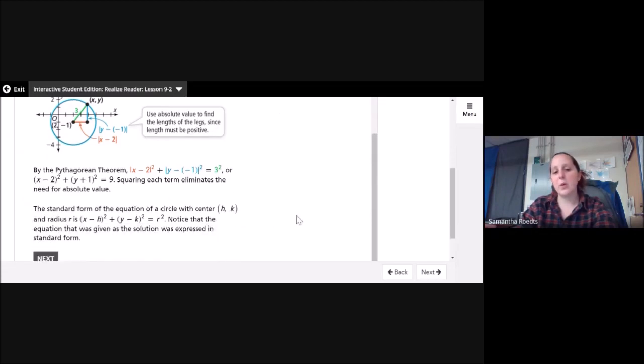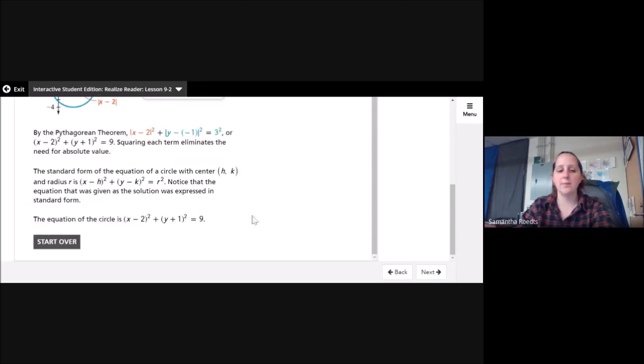The standard form of the equation of a circle with center (h, k) and radius r is (x minus h) squared plus (y minus k) squared equals r squared. Notice that the equation that was given as the solution was expressed in standard form. The equation of the circle is (x minus 2) squared plus (y plus 1) squared equals 9.